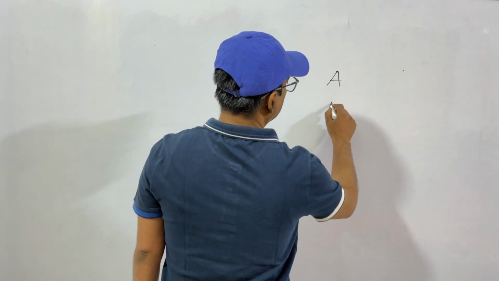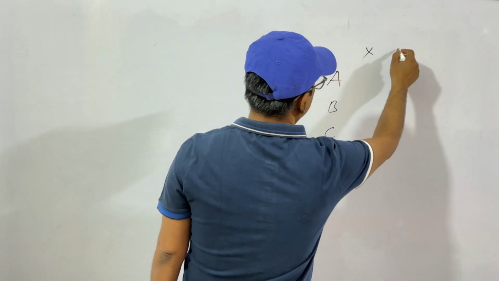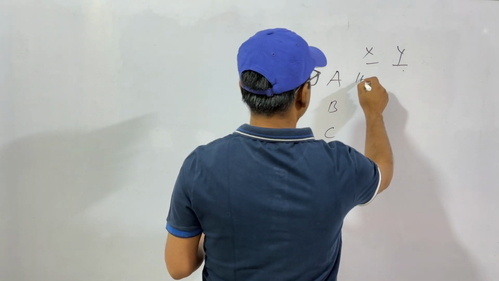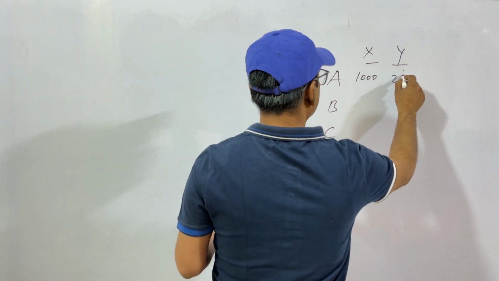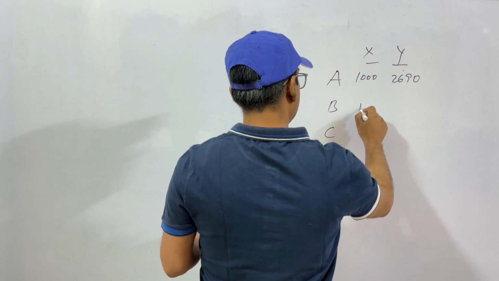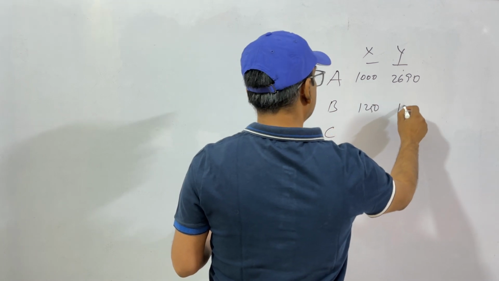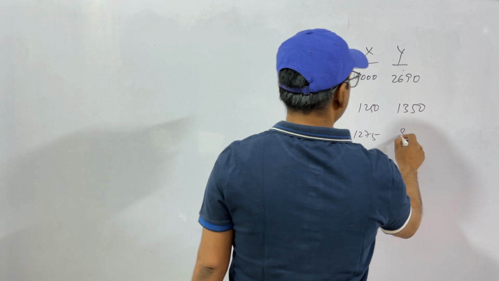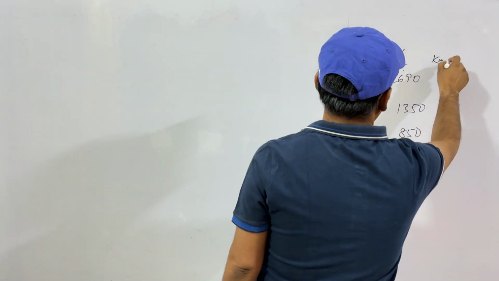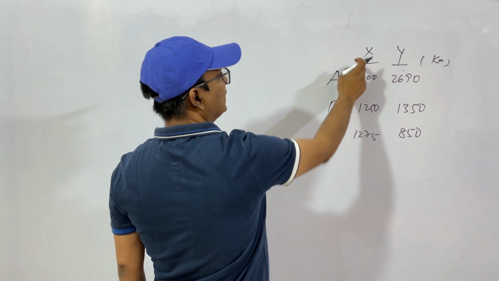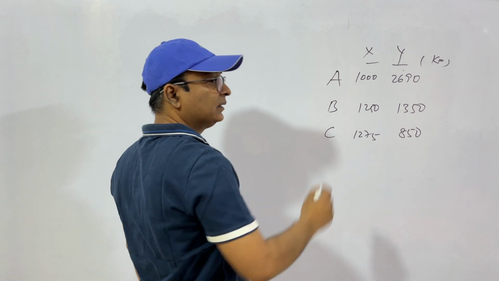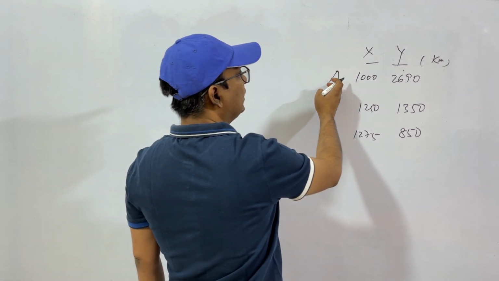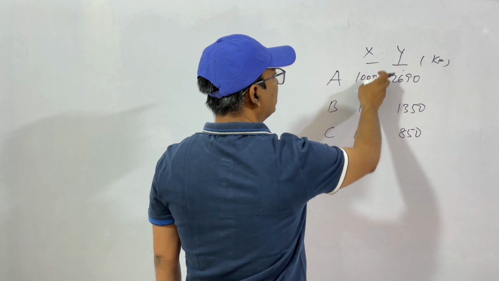Let's say these are the production units A, B, C and these are X, Y. So it says the distance between these is like this: 1000, 2690, 1250, 1350, 1275, 850. These are in kilometers. So this is the distance from A to X. This is a production unit, let's say a car production unit, so the car has to be transported 1000 kilometers to reach X.